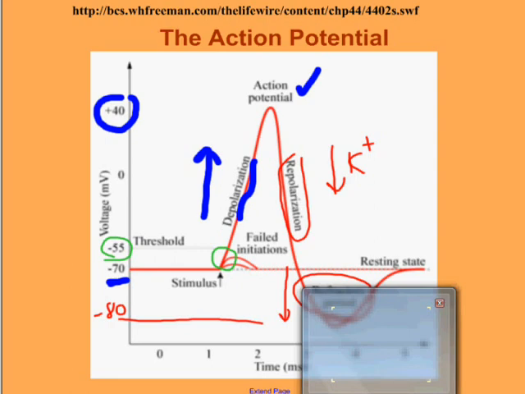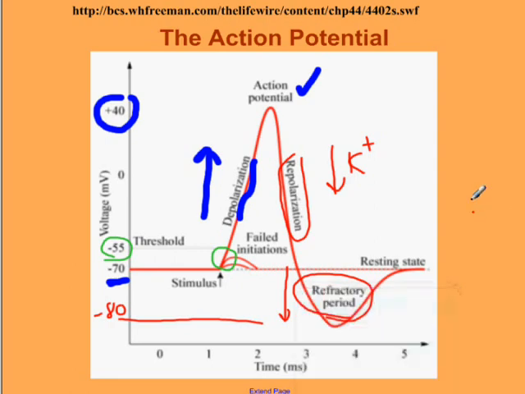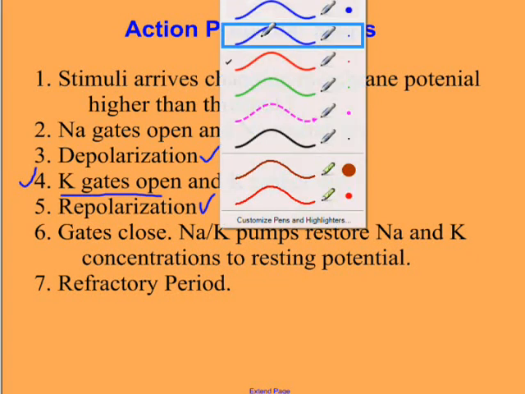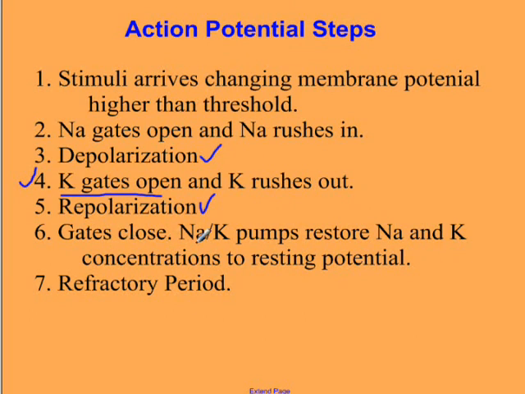But you still have a problem. You're way down here and you want to get back to where you started from. So how are we going to do that? The answer is, to get things back to where we started from, we need a little help. And the help we're going to need is pumps kicking in. So the gates close, and then we have a sodium-potassium pump which kicks in, which is going to restore the sodium and potassium concentrations to where they should be. Remember, at the end of repolarization, all the sodium is now inside the cell, and all the potassium is now outside the cell. That's not where they should be. They're in the wrong places.